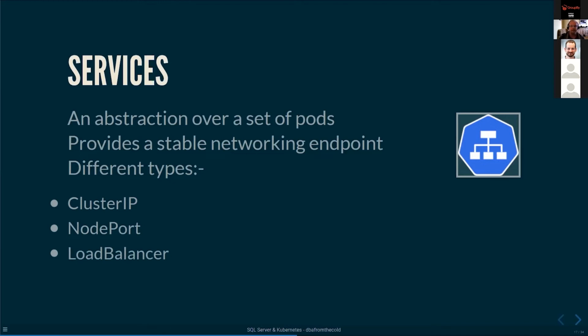We have load balancer. And I mentioned this earlier. If we request a load balancer service in, say, Azure or AWS, it will spin up a load balancer for us in the background and provide us with an external IP that we can use to connect to our pods from outside of our cluster. And this manifests itself with Docker Desktop, as we saw, by giving us a localhost address that we can use to connect in. And then finally, we have external name. We can map our service to a DNS entry and reference that as well.